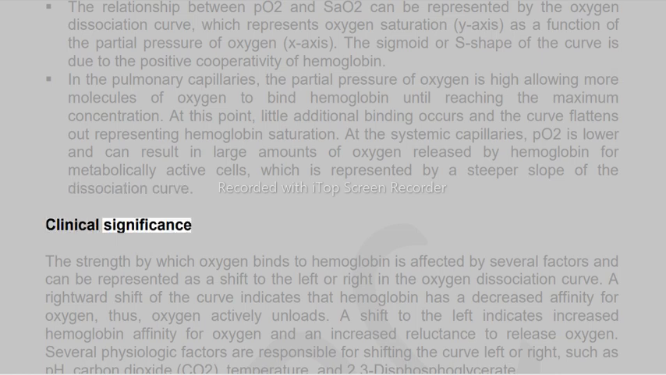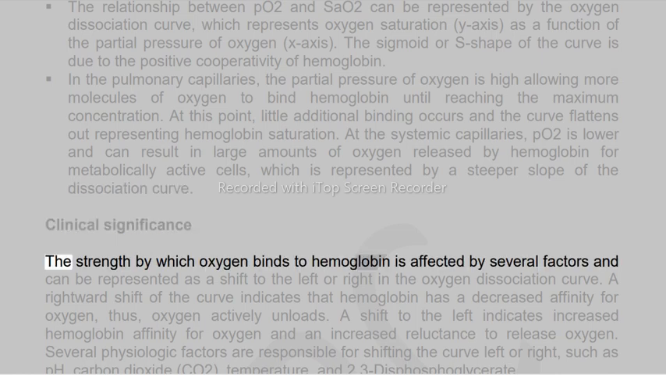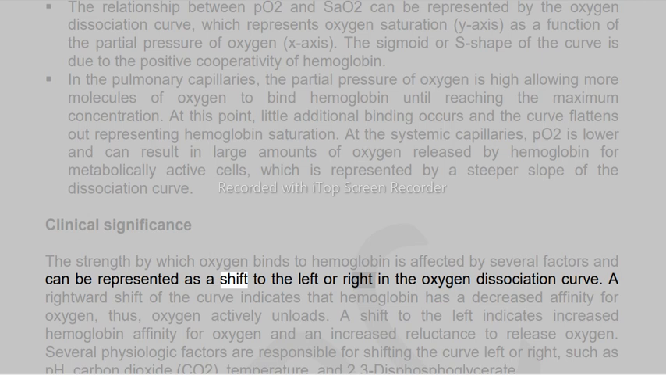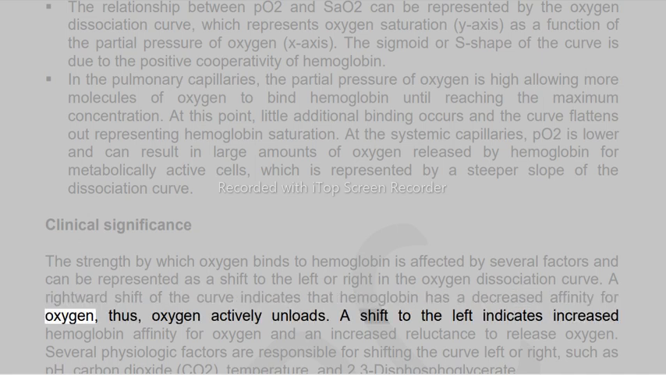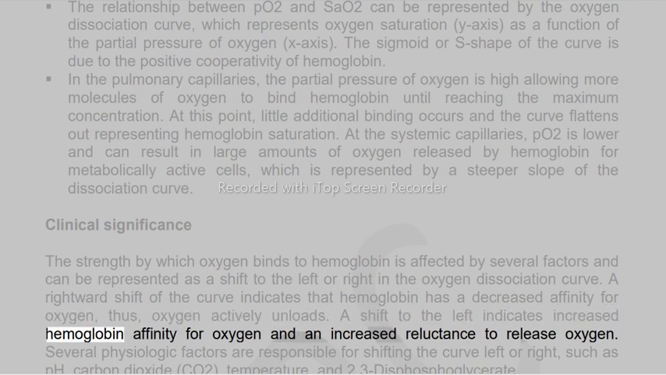Clinical significance. The strength by which oxygen binds to hemoglobin is affected by several factors and can be represented as a shift to the left or right in the oxygen dissociation curve. A rightward shift of the curve indicates that hemoglobin has a decreased affinity for oxygen, thus oxygen actively unloads. A shift to the left indicates increased hemoglobin affinity for oxygen and an increased reluctance to release oxygen.